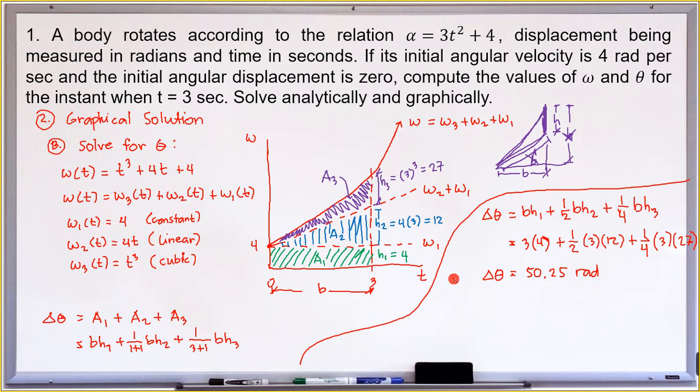What we are looking for is the final angular displacement. So remember, our change in angular displacement is the final minus the initial. However, from the given, our initial displacement is equal to 0. So therefore, it becomes zero. Our final angular displacement is just equal to the change in the angular displacement, which is equal to 50.25 radians. Okay? This is what we got using the analytical solution.